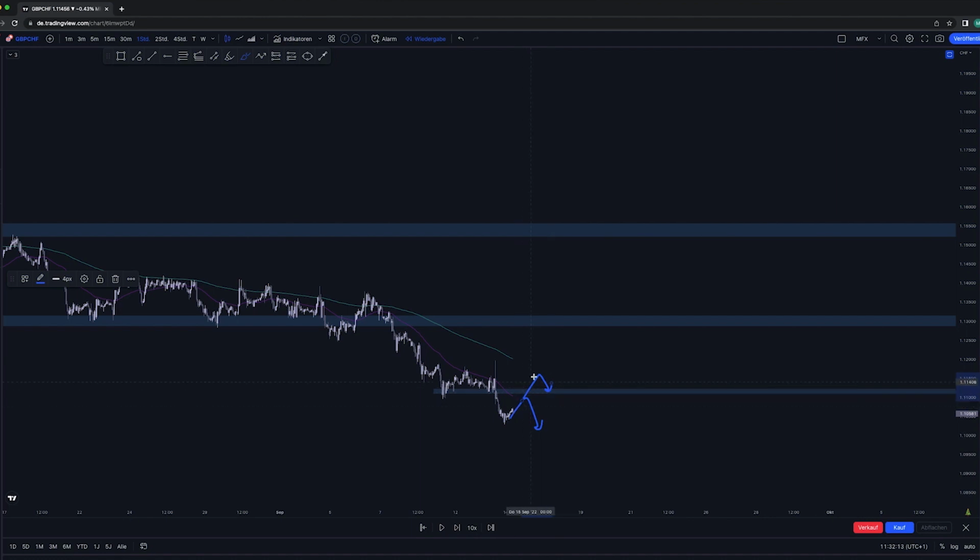So we can break this zone and get the retest, and then we can go back upwards in this move. And in this move, guys, we want to look out for selling opportunities. Why is this, guys? Why do we want to look out for selling opportunities in this zone?